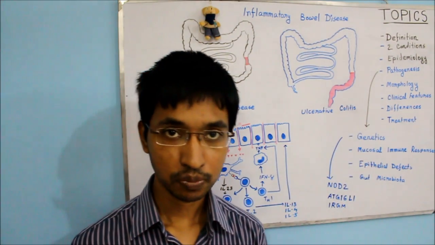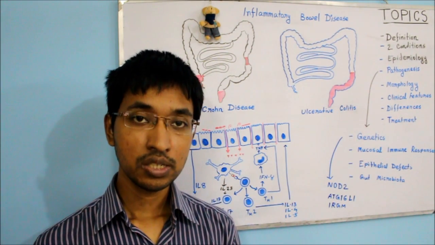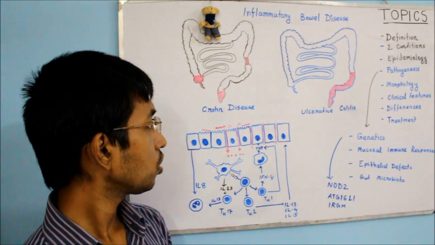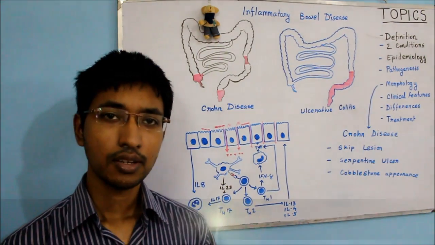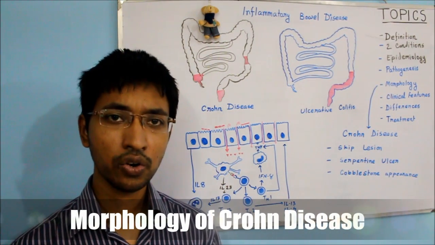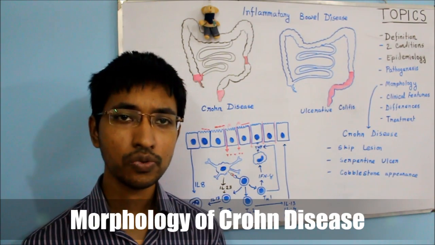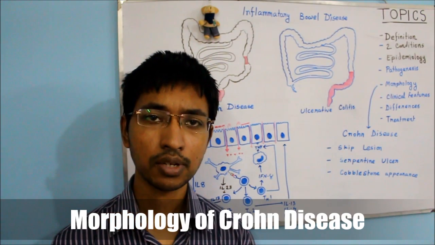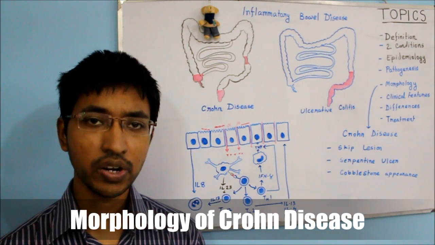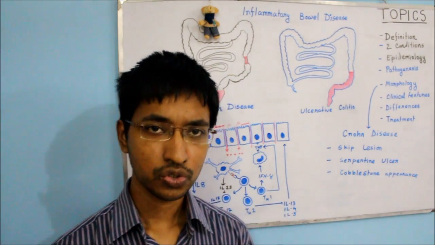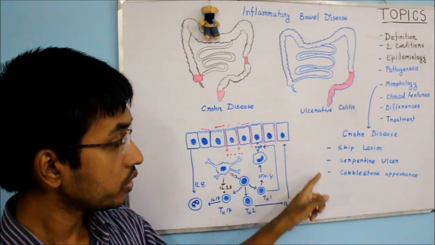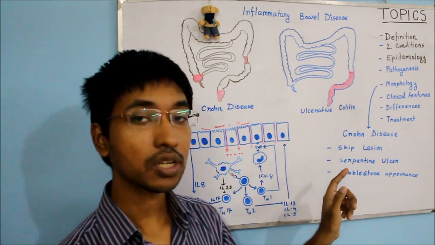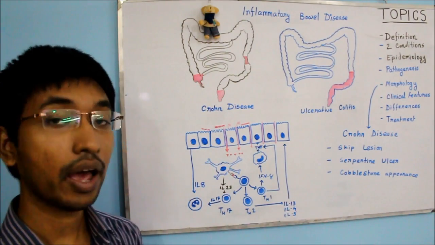So this was in short about the pathogenesis of inflammatory bowel disease, and now we will talk about the morphology. And since 2 diseases comprise inflammatory bowel disease, first we will talk about the morphology of Crohn's disease. Now Crohn's disease can occur in any part of the intestine, however it is most common in the terminal ileum, ileocecal valve and cecum. Regarding the gross morphology of Crohn's disease, you have to remember these 3 important features. So they will include skip lesion, serpentine ulcer and cobblestone appearance.